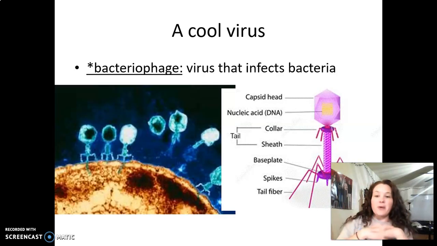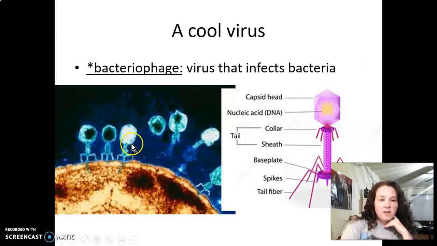Ooh, this one is really cool. This virus is called a bacteriophage. It's a virus that infects bacteria. There's a lot of different kinds of bacteriophages, but they mostly look the same. This is what they actually look like under a microscope. Over here is a drawing.